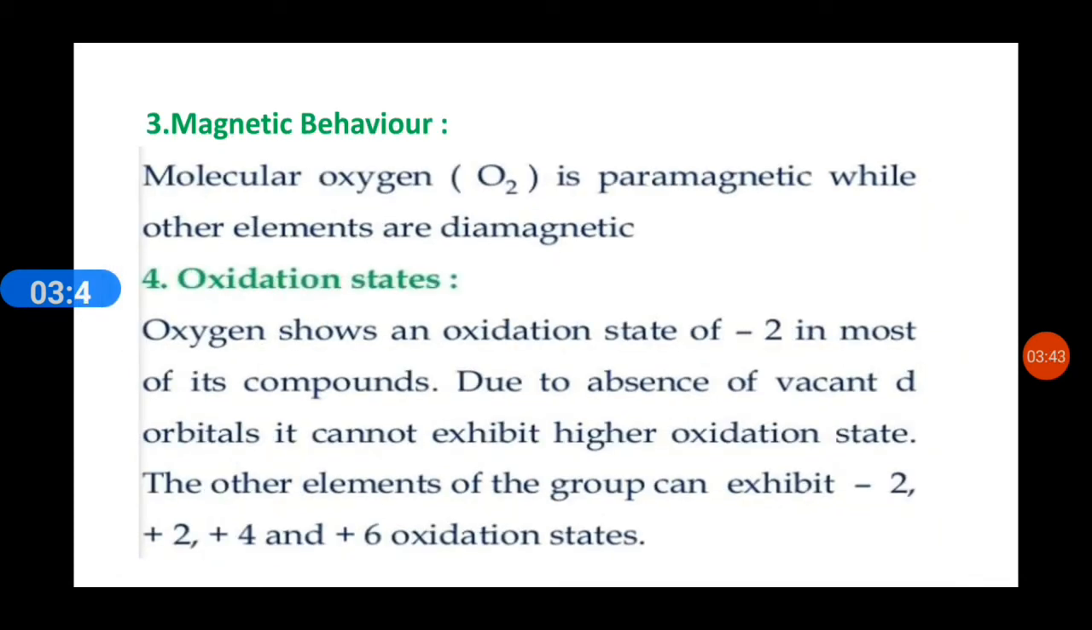Magnetic behavior. Oxygen is paramagnetic due to presence of unpaired electrons, whereas other elements are diamagnetic. Oxidation states. The general oxidation state for oxygen is -2 in most of the compounds, whereas rest of the elements can exhibit positive oxidation states also.